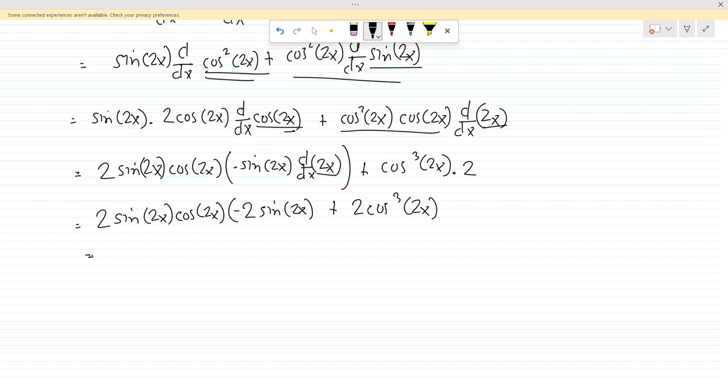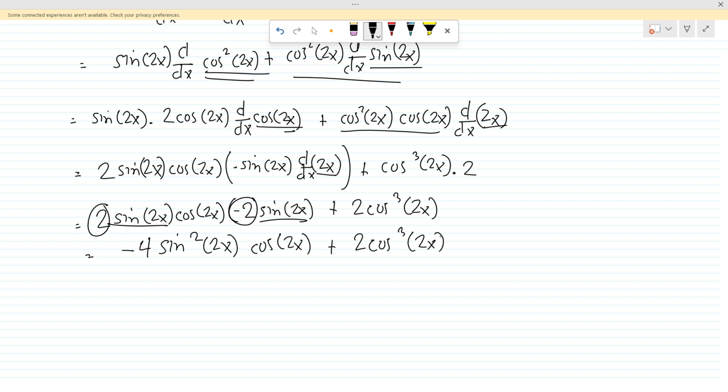So just simplify this. 2 times negative 2, so we have negative 4. Then sine 2x times sine 2x, so we have sine squared of 2x, then cosine of 2x, plus 2 cosine cubed of 2x. In this one, we will just write this first to avoid the negative sign in front. So 2 cosine cubed of 2x, then minus 4 sine squared of 2x, then cosine of 2x. So is this our answer earlier?